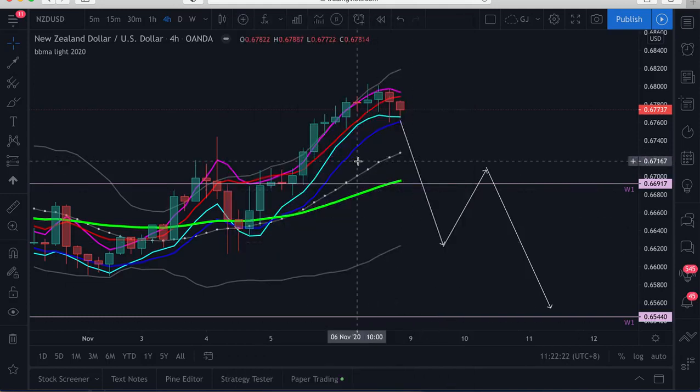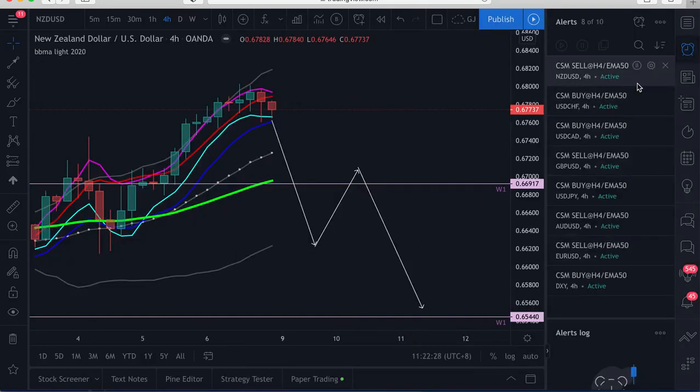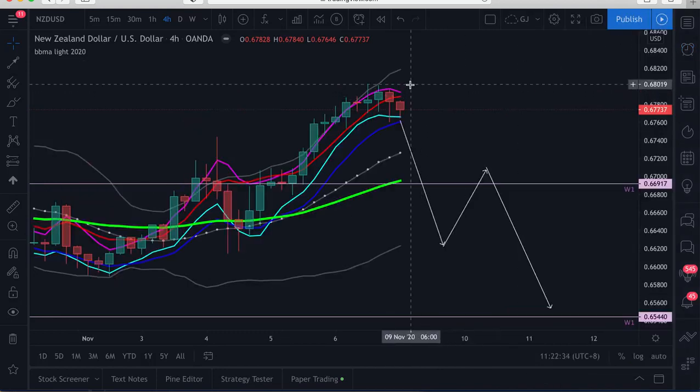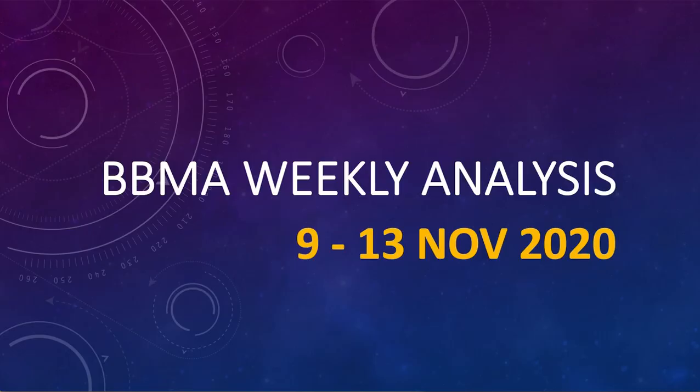Okay, so that's it. We have 8 pairs that we set alert for here: 1 2 3 4 5 6 7 8. Okay, and we don't have any instant entry for Monday. We just all sit and wait for the alert to happen, and from there we're gonna look at the chart to decide if you're gonna take the trade or not. So that's it for this week.